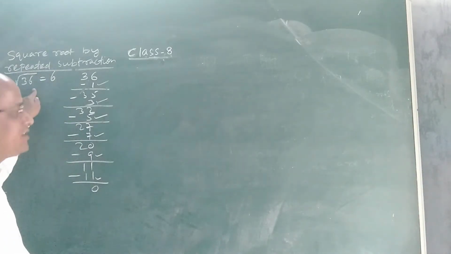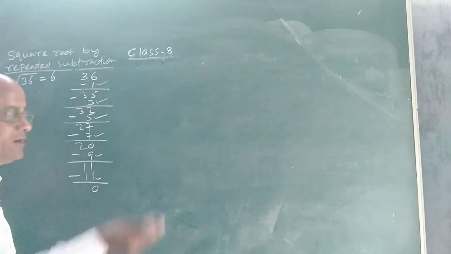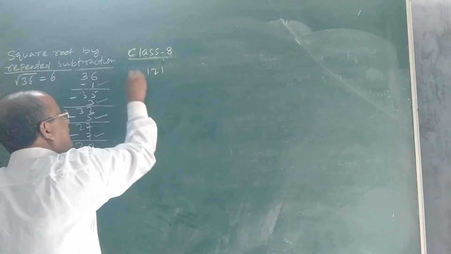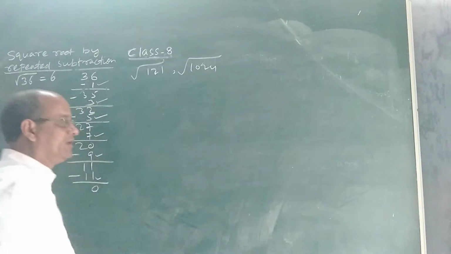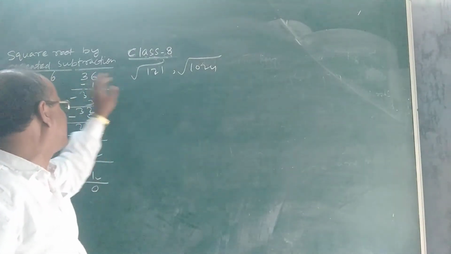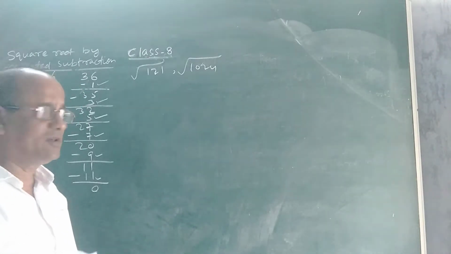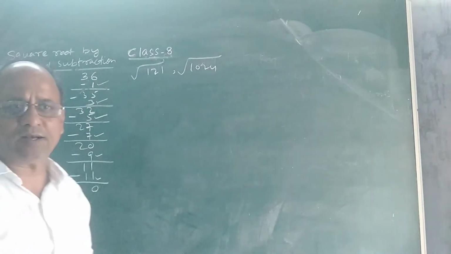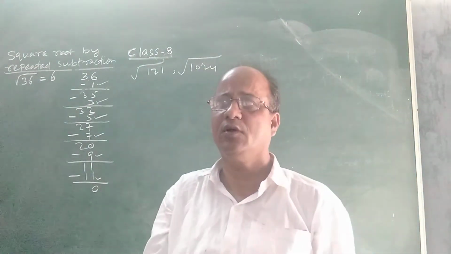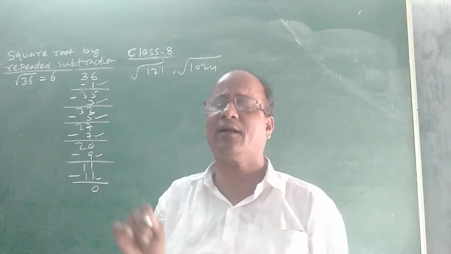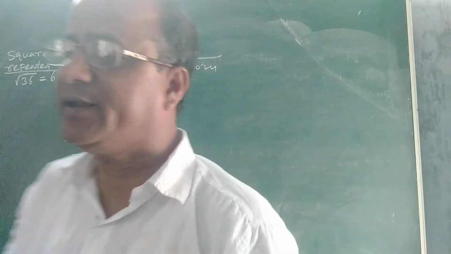Now children, you mark. Because it was a small number, we could easily find its square root by repeated subtraction within a very short time period. But if you are given large numbers like 121, or find the square root of 1024, and you use the repeated subtraction method, it will take a lot of time. Hence, don't apply this method to large perfect squares unless you are asked to do so. Better you follow the prime factorization and long division process. So this completes the different methods of finding square root.